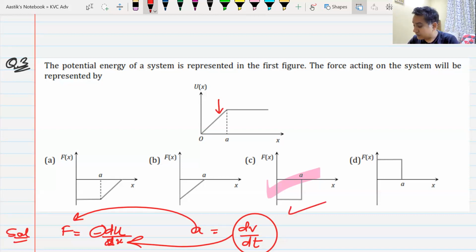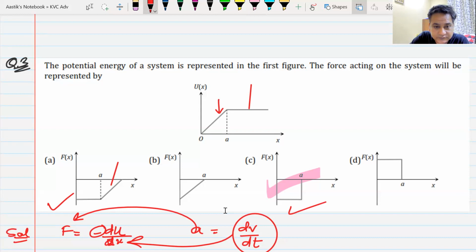Now there are two options which are negative and constant, but here the force is varying. Force cannot vary because the potential is constant here, so force has to be zero. Option is C. This is nothing about physics. This is all about math. Do we understand this?